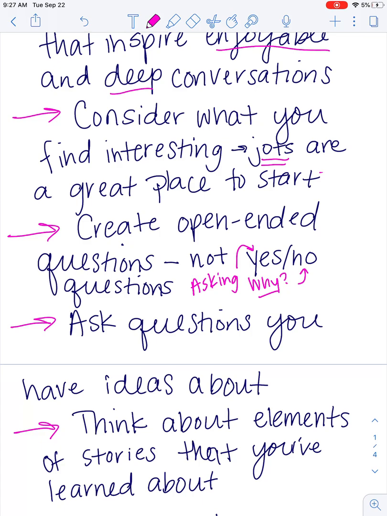Next, we want to think about the elements of stories that you've learned about. So we've learned about character, setting, identity, and perspective. You could ask questions about any of those things. You've probably also learned about theme and author's craft and where all of these things intersect in different ways.